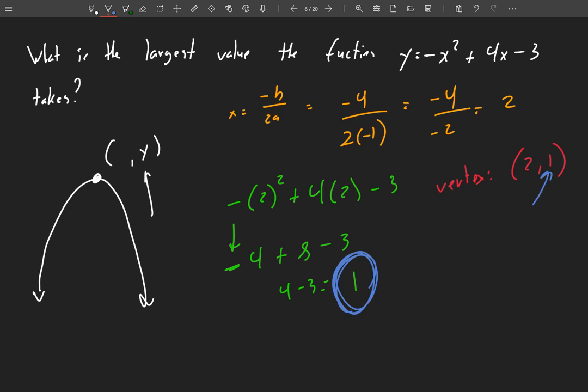Now, we have a name for this value. The largest value a function attains, we're going to call the maximum. So another way to ask this question would be, what is the maximum of the function, this thing? And you would say 1. You wouldn't give me the whole vertex because I'm only asking you for a number in this particular case. All right, let's try another one.